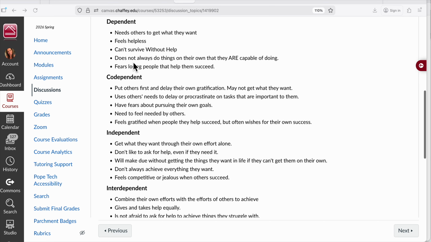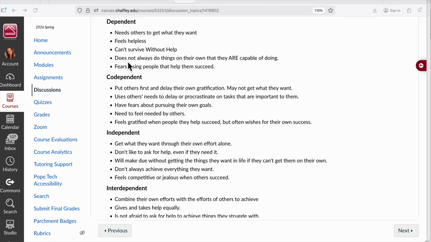Dependent people need others to get what they want, and they feel like they can't get things on their own. They feel helpless, and they can't survive without the help of this person or people. They don't always do things on their own that they are capable of doing. For example, maybe your mom is always doing your laundry for you, and even though you're perfectly capable of doing it, you may never learn because you're always relying on the other person. If you're letting people do things that you're capable of doing, that would be considered being dependent on that person.